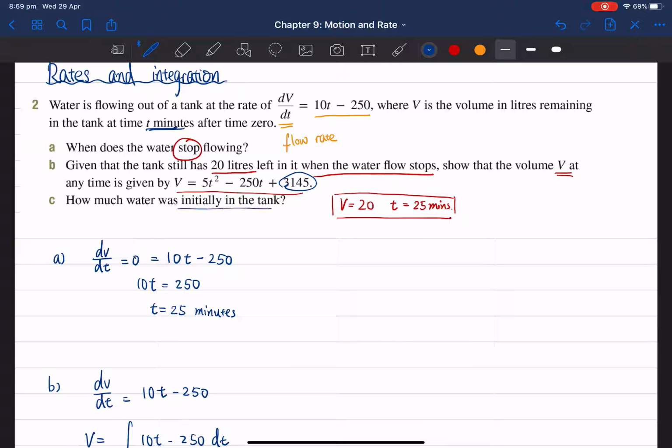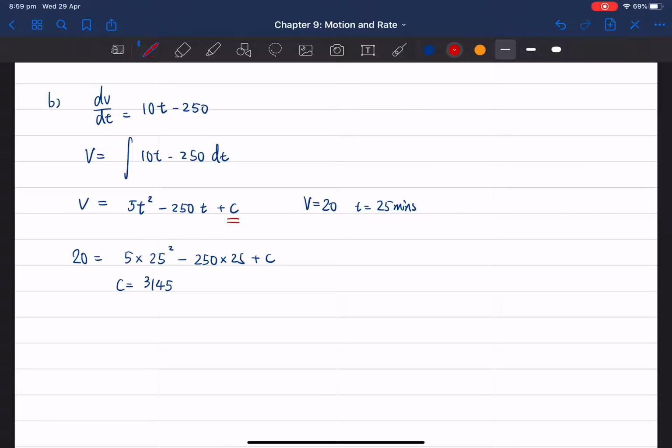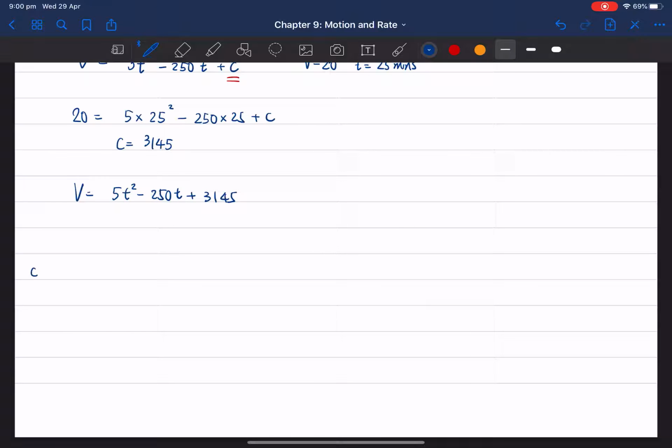Alright, so the last one is really easy. How much water was initially in the tank? Well, you need to understand what is meant by initially. Initially means the time is equal to 0. So once we have the function here, let's just write this one down first. V is equal to 5t squared minus 250t plus 3,145. So part C is really easy.